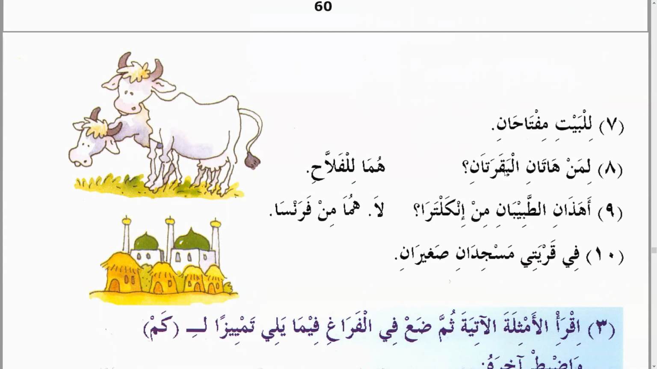Then liman hadani al-baqratani. Whose are these two cows? Baqara is cow, right? Liman hadani al-baqratani. Whose are these two cows? Huma lil fallahi. They both belong to the farmer, right? They both belong to the farmer.